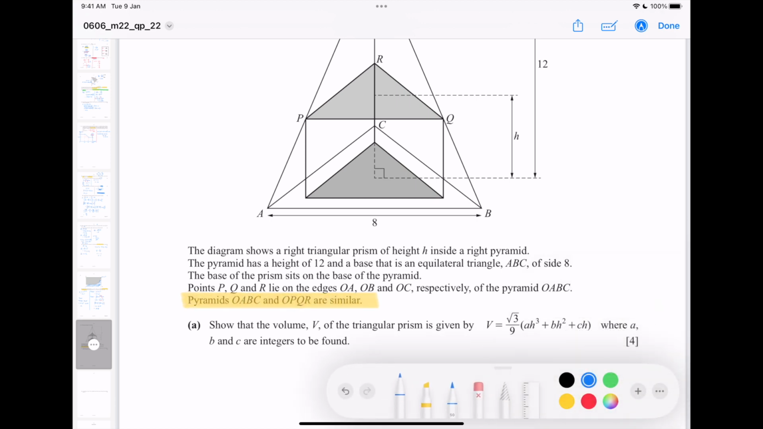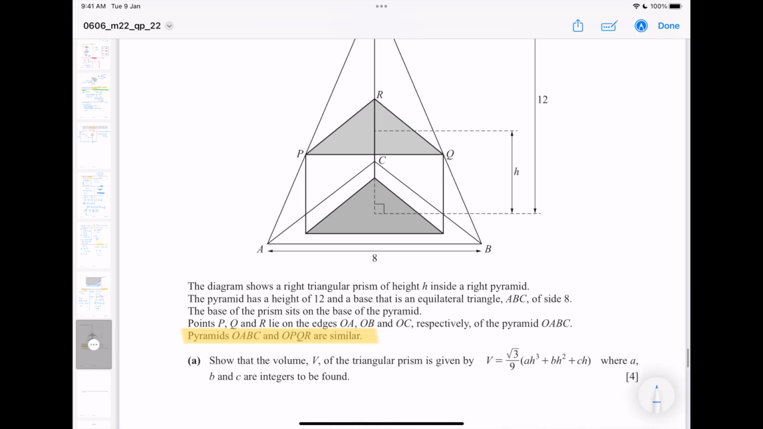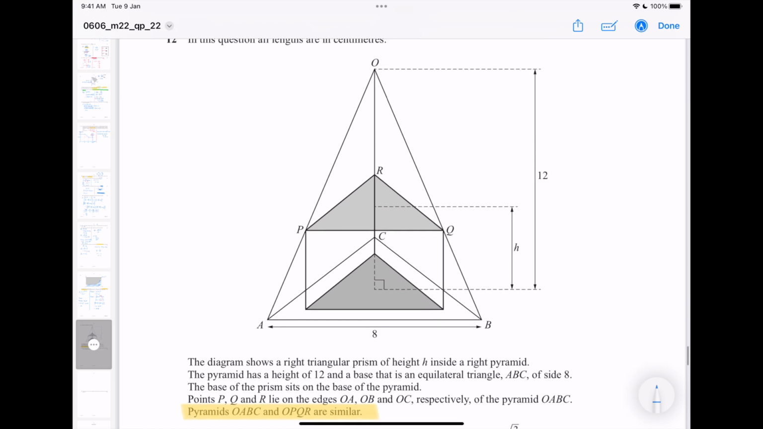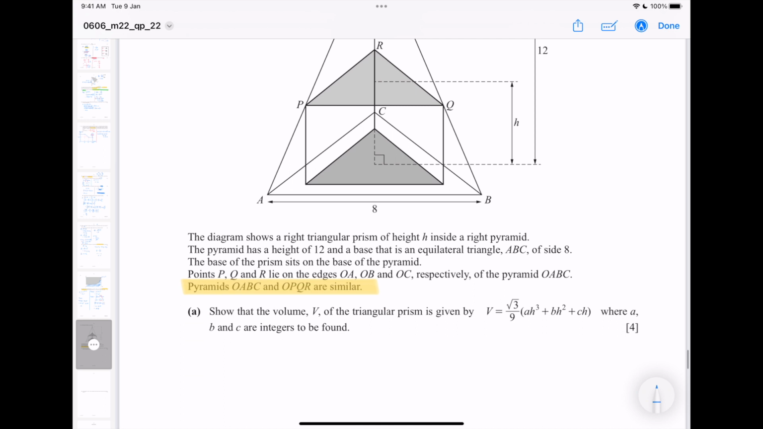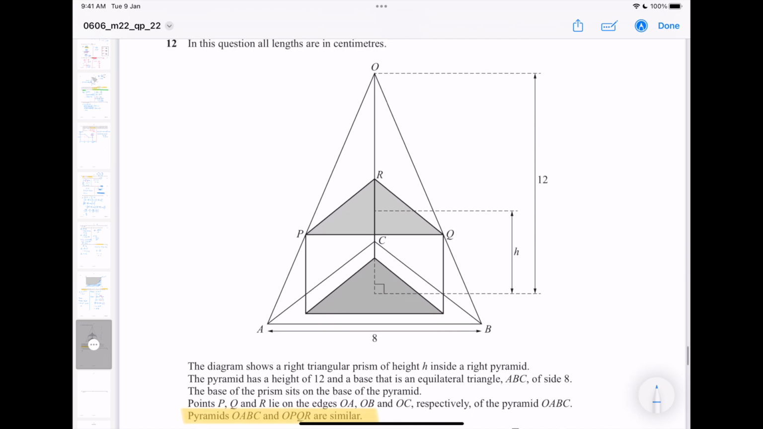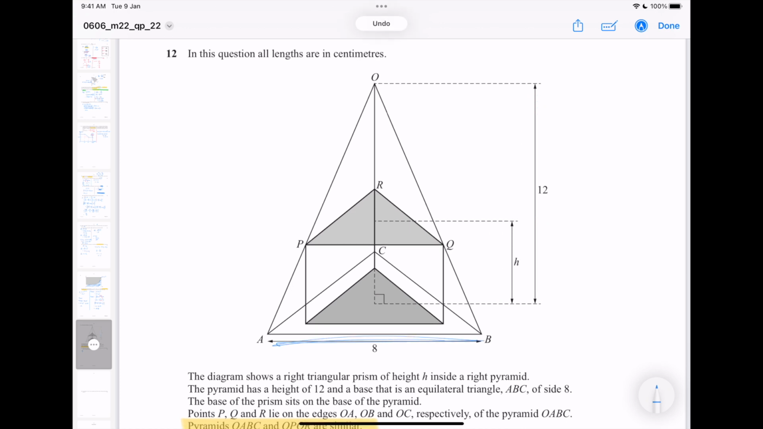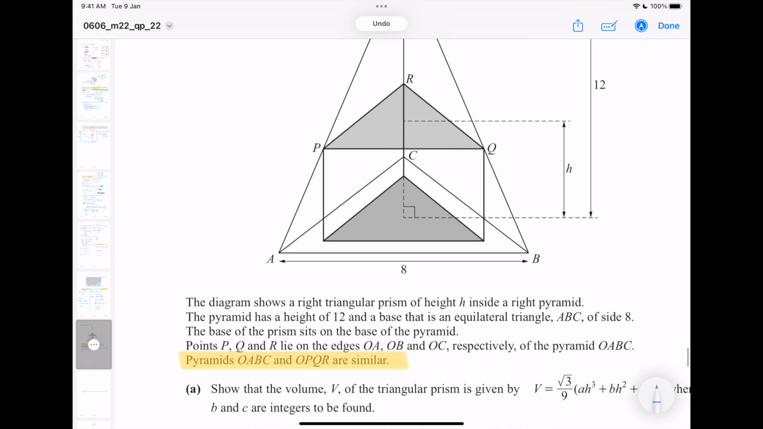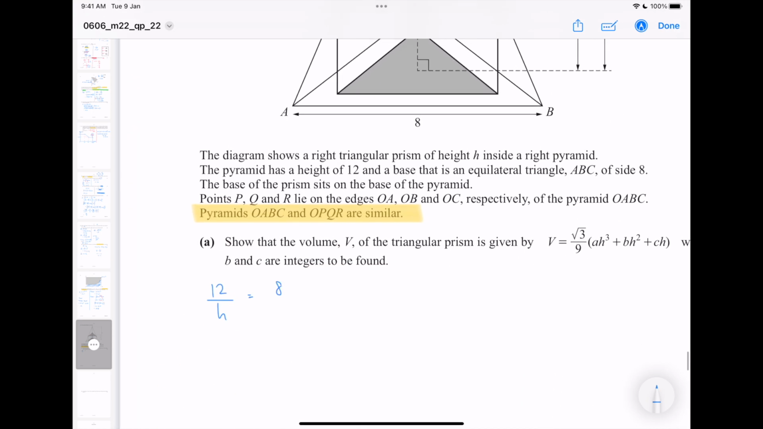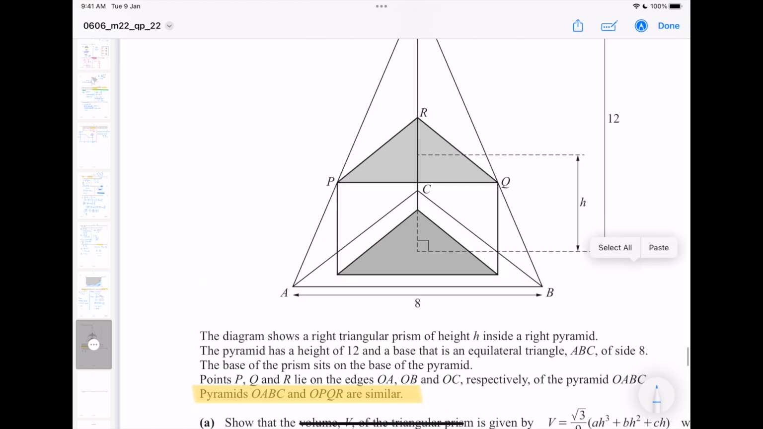Since they're similar, what can we do with this word? We can do the ratios of lengths. I'm going to do 12 over h, which is just the longer length divided by the shorter length. It should also equal the longer 8 divided by whatever that is. PQ, yeah, so 8 over PQ.